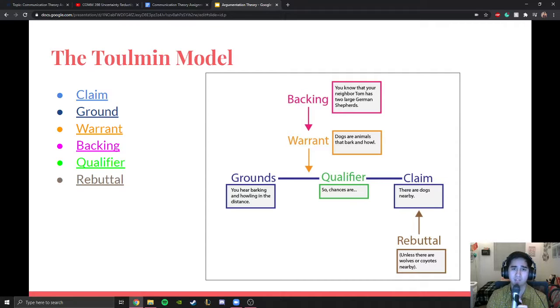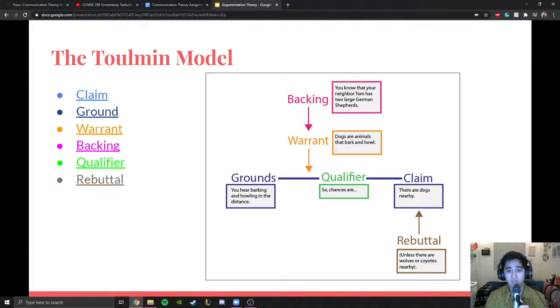The Toulmin model is pretty simple to understand when you really break it down. There is the claim, the ground, the warrant, the backing, the qualifier, and the rebuttal. As you can see on the screen, this is kind of a good use of the Toulmin model. The claim is that there are dogs nearby. The grounds for it would be that you hear barking and howling in the distance.